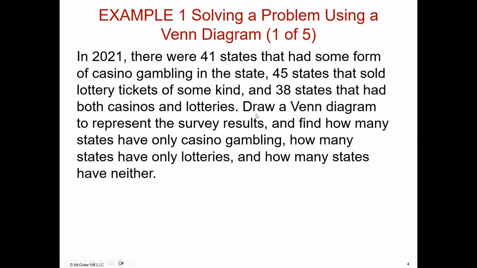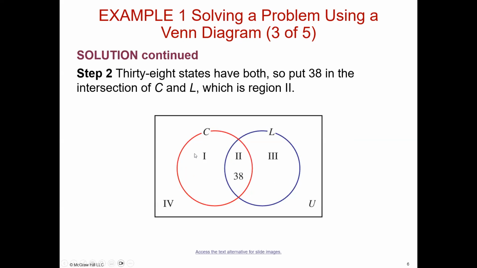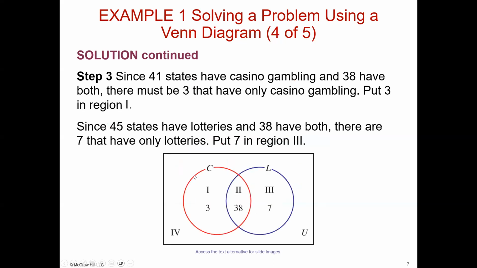Okay, so we got that address. And it says 41 states had some form of casino gambling in the state. Well, do I put 41 in region 1? No, because 38 states had both casinos and lotteries. So of 41 states that had casinos, how many had just casinos? What's 41 minus 38? 3. Do we understand how we populated these regions so far?